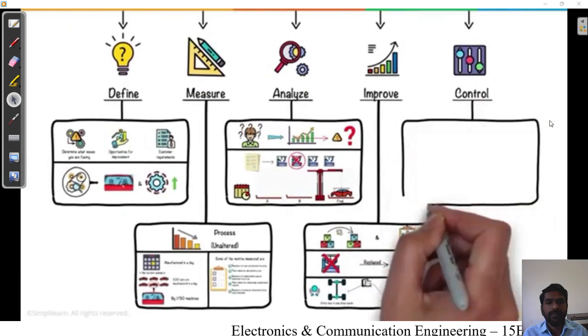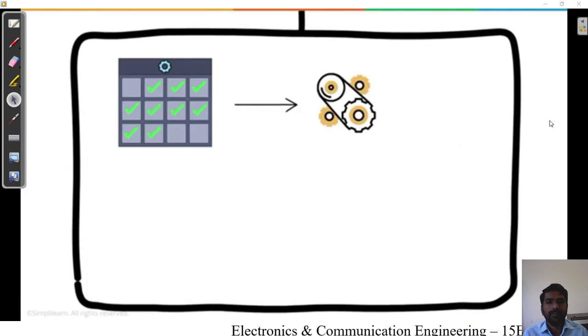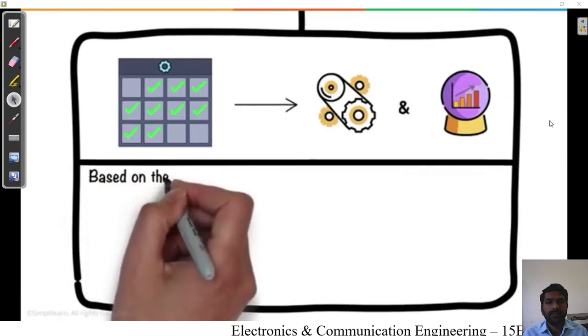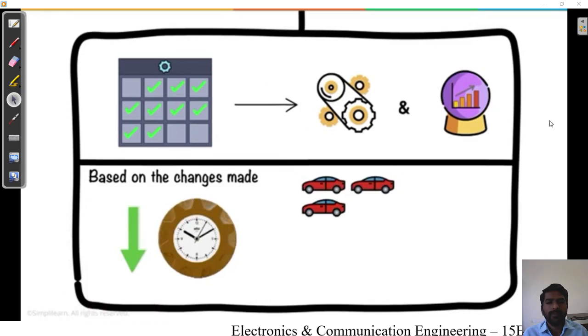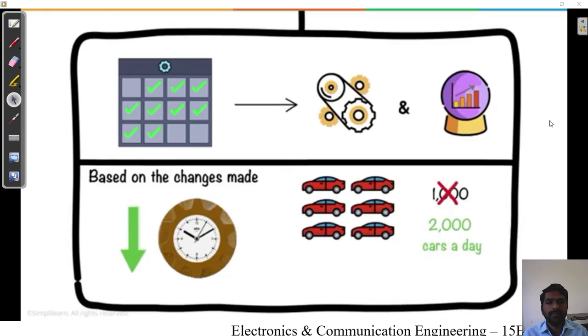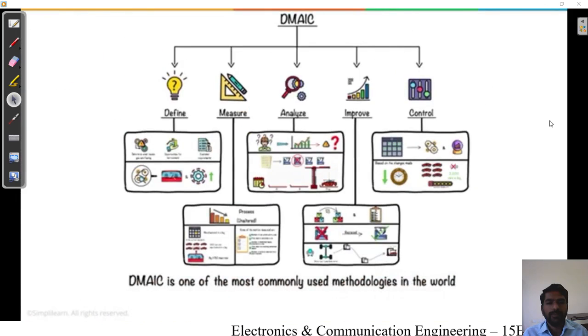And finally, in the control phase, you make regular adjustments to control new processes and future performance. Based on the changes made, the company was able to reduce production time and manufacture about 2,000 cars a day with a higher quality of output. DMAIC is one of the most commonly used methodologies in the world. It focuses on improving the existing products of the organization.